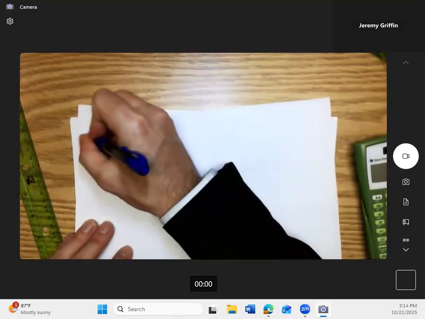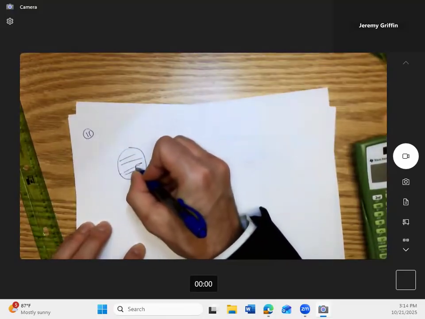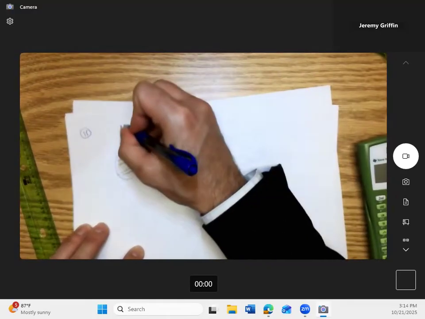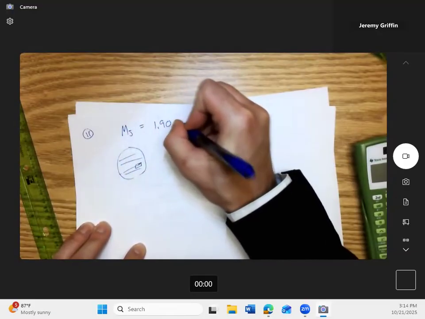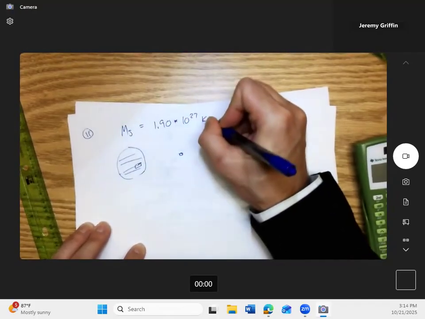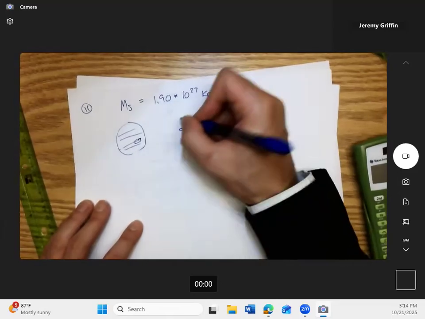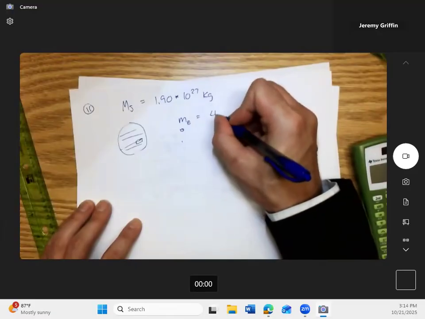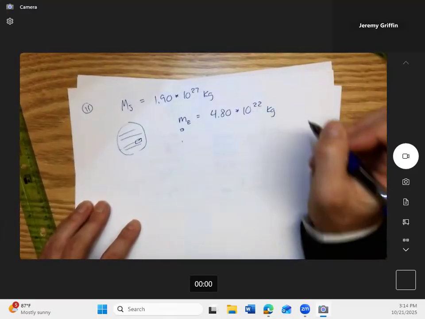So number 11. Right, we got here. I'll draw Jupiter here. So, let's say we got Europa somewhere out here. And the mass of Jupiter they gave as 1.9 times 10 to the 27, and that's kilograms. So that's already base SI unit for mass. So that's good. Europa right here, I'll call mass little m for Europa. And that has mass 4.80 times 10 to the 22 kilograms.